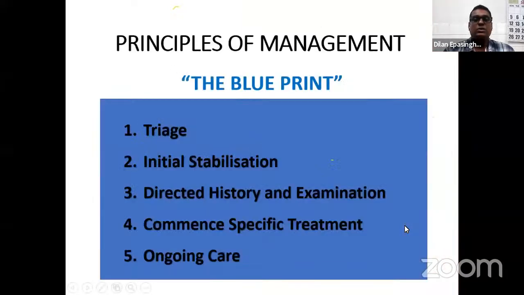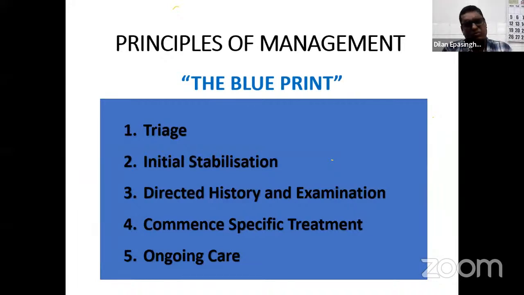So this is the principal management, the blueprint. We have something called blueprint. Blueprint means we have 5 steps here. You have to triage the patient, initial stabilization, direct history and examination, commence specific treatment, and ongoing care. So that is how we manage the patient.